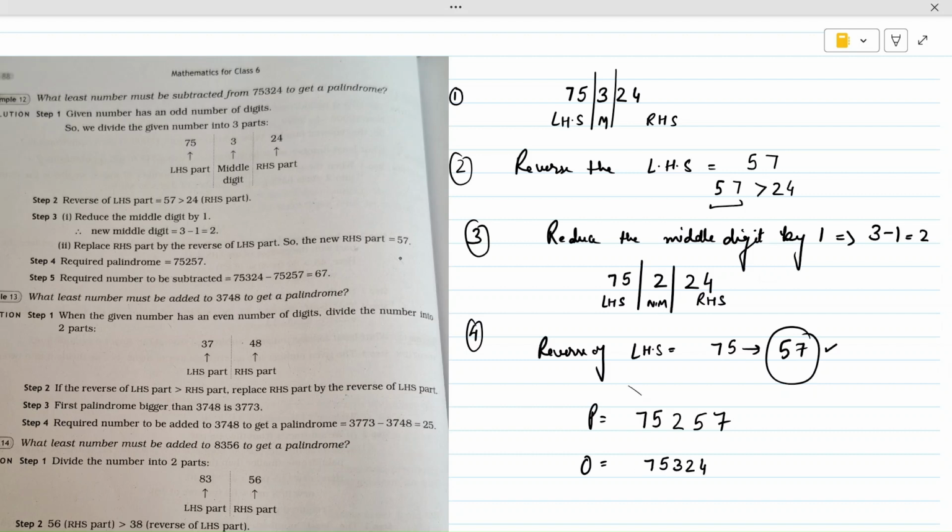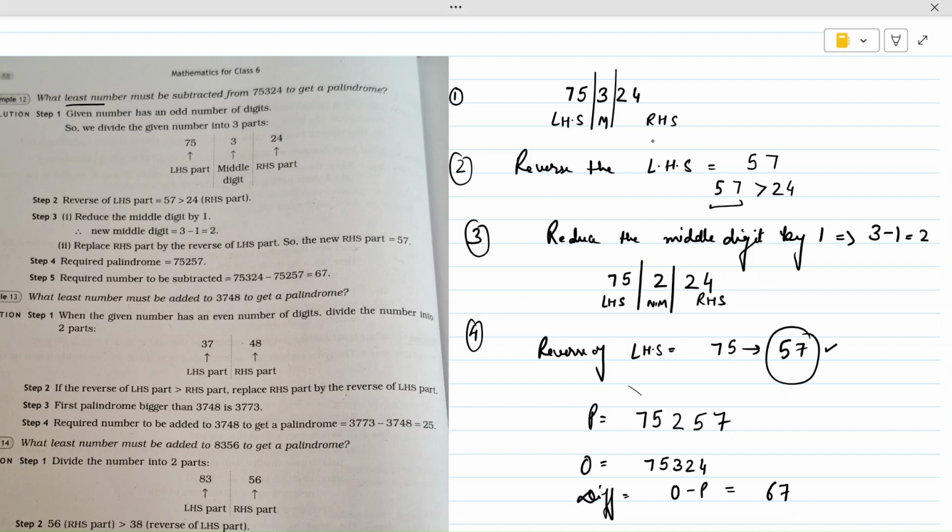75324, and now what we have to find? The least number. How can we find it? That is the difference in these two. The difference will give us the new number, and that is 67 here. Okay, so I hope that you have understood how we have done this question, kids.